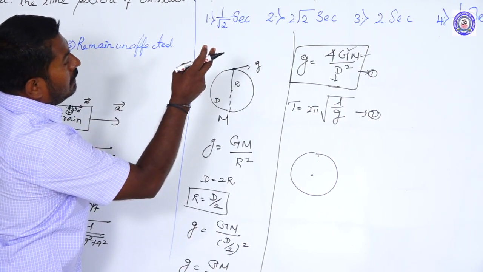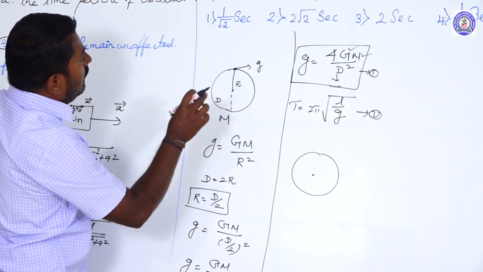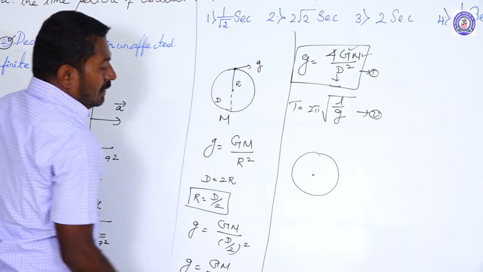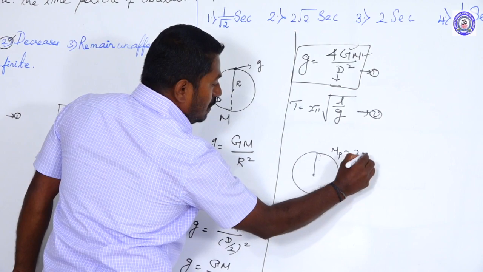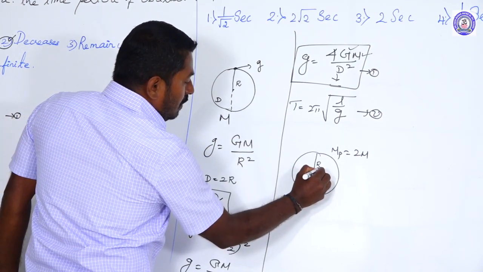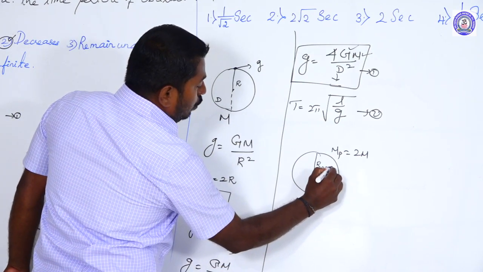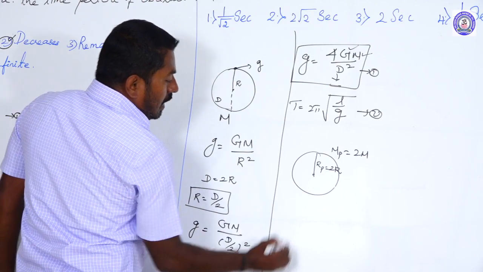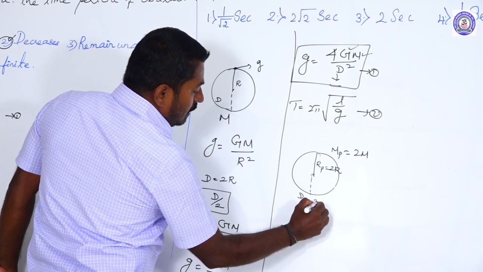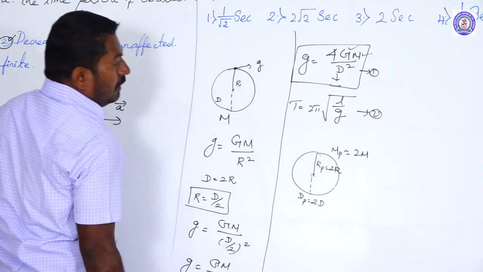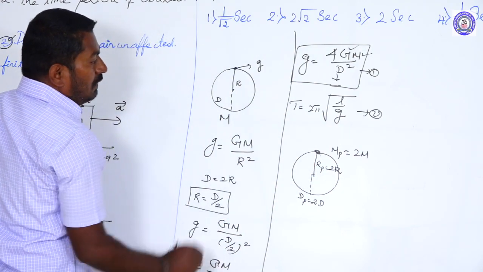Now the planet has mass and diameter, both parameters twice those of the Earth. Mass of this planet is equal to twice the mass of the Earth, radius of the planet is equal to twice the radius of the Earth, and also diameter of this planet is equal to twice the diameter of the Earth. Then if the same simple pendulum experiment is performed on this imaginary planet, what will happen to the time period?